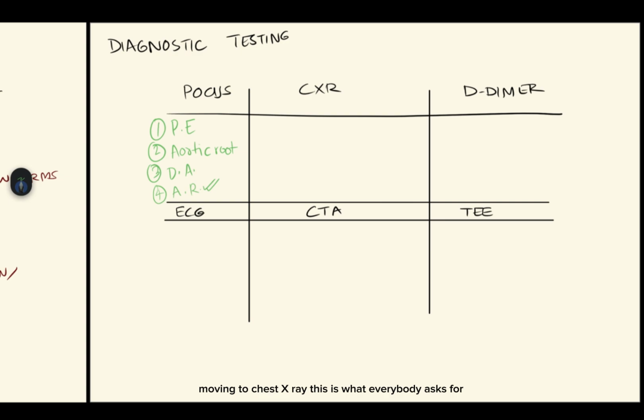Moving to chest X-ray. This is what everybody asks for, but what they don't know is that the sensitivity of chest X-ray is only about 67%, which is quite poor if you think about it. The widened aortic silhouette or mediastinum is what we look at, right? Basically, mediastinal widening is defined as width of more than 8 centimeter at the aortic knob level. The key thing over here is that a normal chest X-ray does not rule out a dissection.